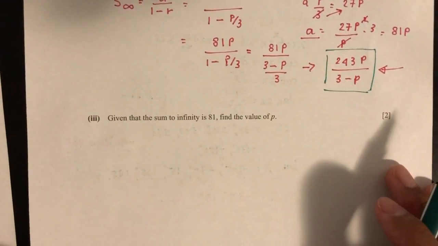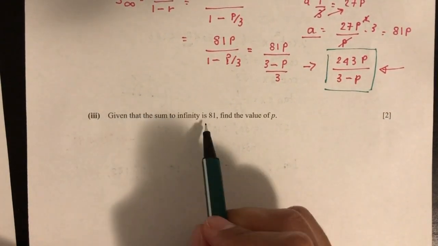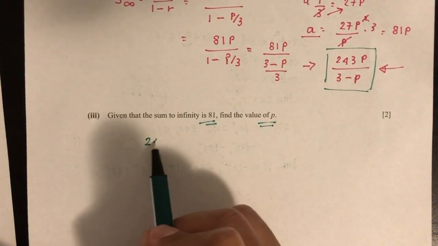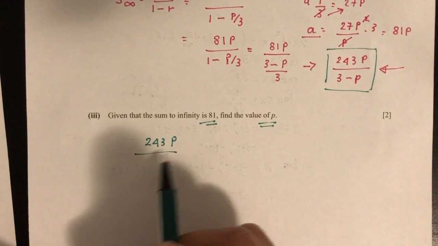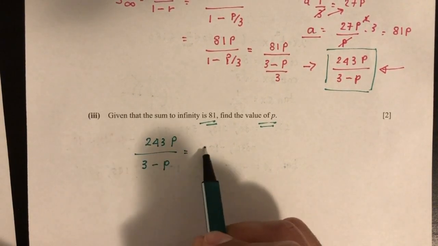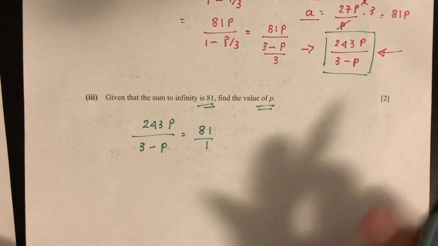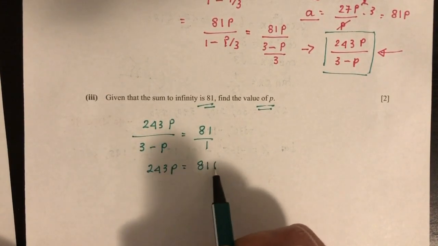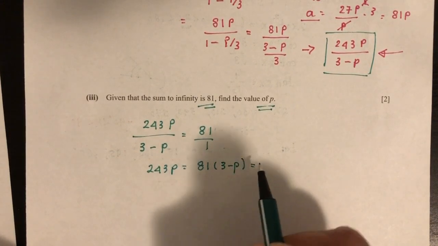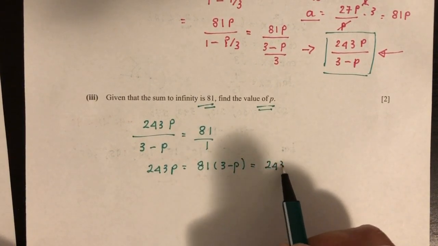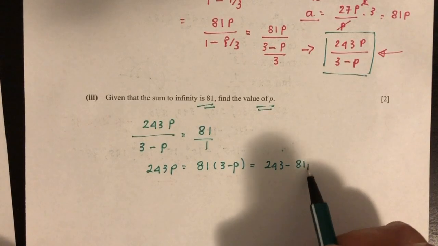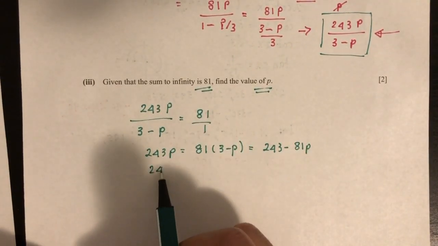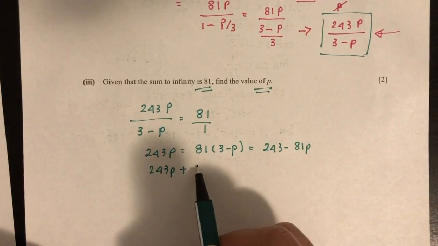Now part 3, given that the sum to infinity is 81, find the value of p. Given that this is equal to 81, 243p over 3 minus p is equal to 81. So we cross multiply, you will have 243p equal to 81 times 3 minus p. That will be 243 minus 81p. Now we bring this one over here, you will have 243p plus 81p.